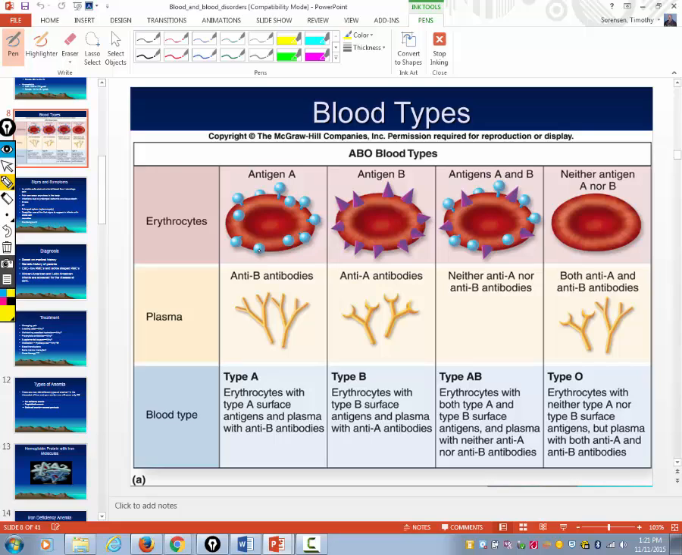What's an antigen? An antigen is anything that produces an immune response. So watch. People with type A blood have type A antigenic proteins on the surface of their red blood cells. Preformed when you were born by your immune system, floating in the plasma of a person with type A blood, are type B antibodies.